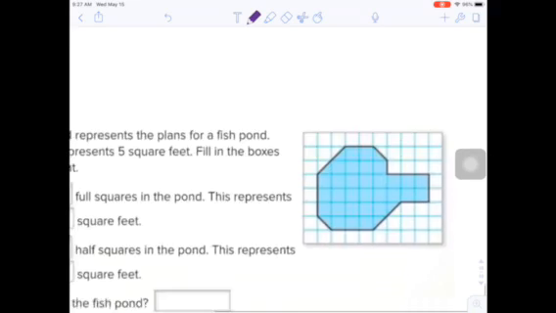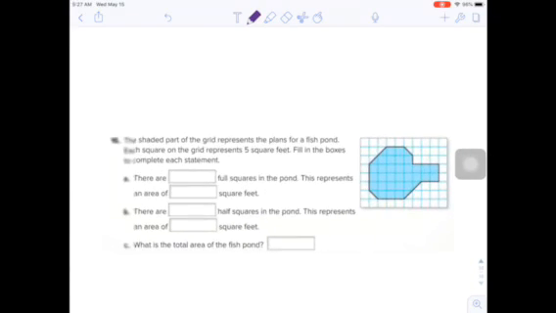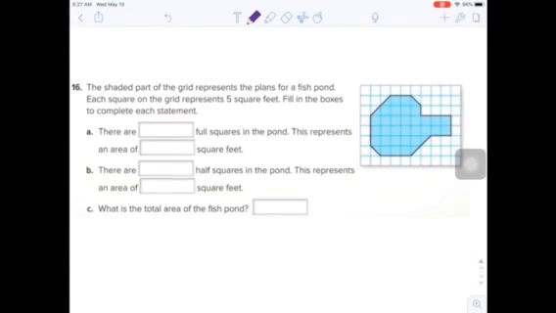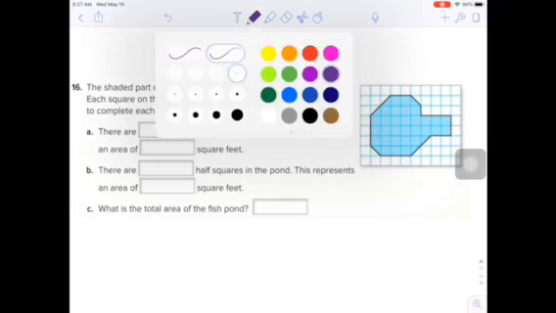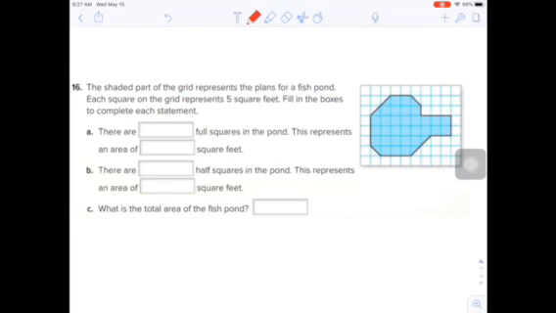Okay, moving on, page 724, number 16. Okay, this one you shouldn't need too much help with, but I'll go through it so you can check when you're done, if needed. So it says the shaded part of the grid represents the plans for a fish pond. Each square on the grid represents 5 square feet. So fill in the boxes to complete each statement.